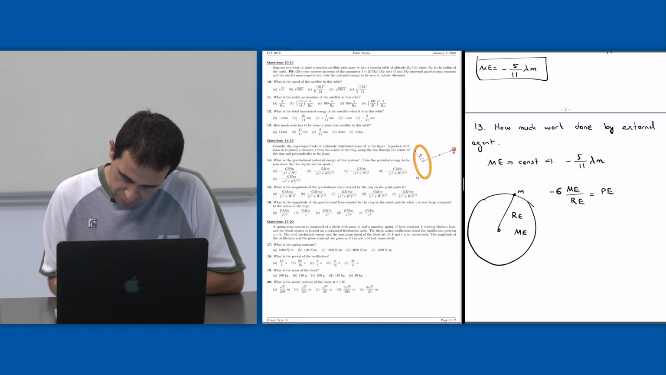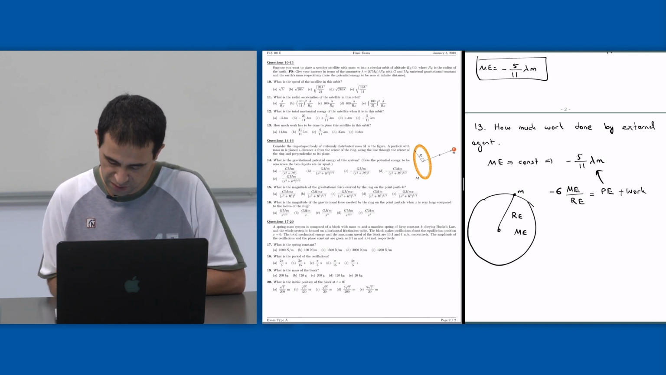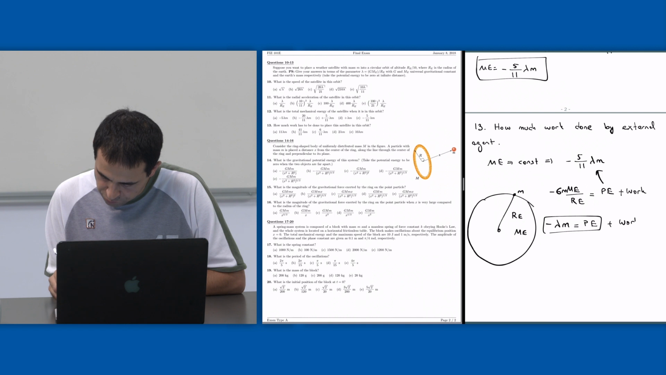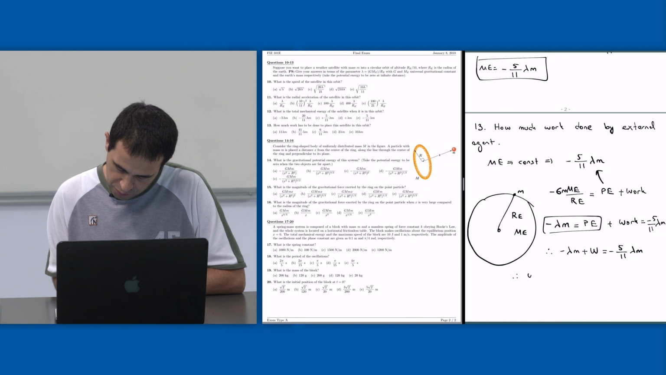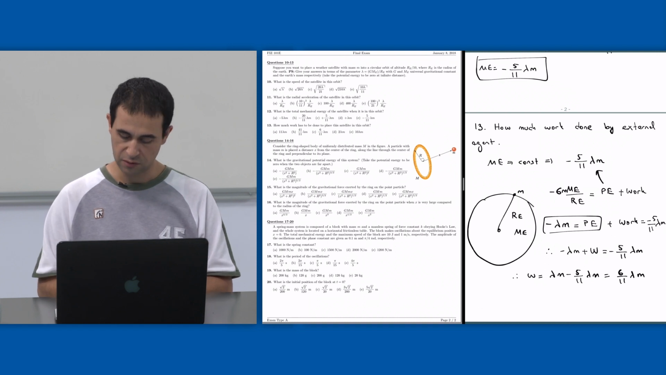And this potential energy plus the work that we do has to be equal to minus 5 over 11 lambda m, because that's the final total mechanical energy that we have. So minus G M over Re, multiplied by m, which is lambda times m, is the potential energy that we have. If we add work to that, we have to get minus 5 over 11 times lambda m. That tells us that minus lambda m plus work done by us is equal to minus 5 over 11 lambda m. Therefore, work is equal to lambda m minus 5 over 11 lambda m, and that's equal to 6 over 11 lambda m. And that's choice number C.